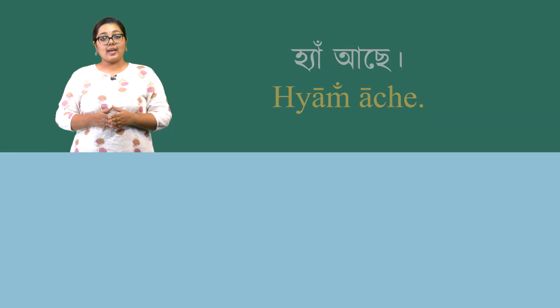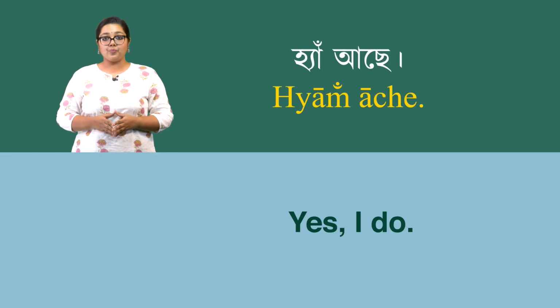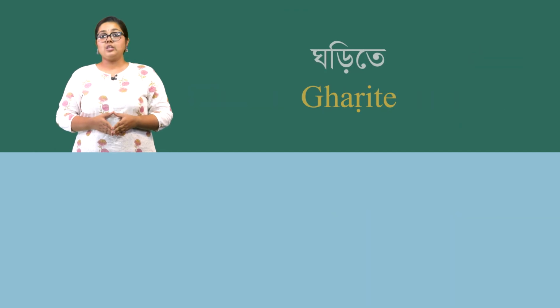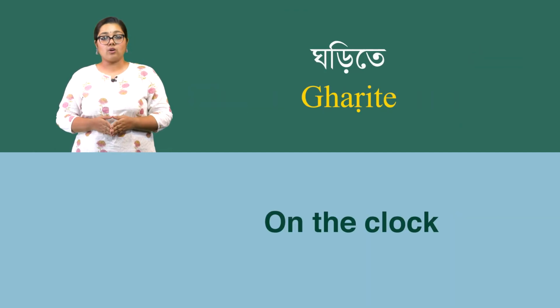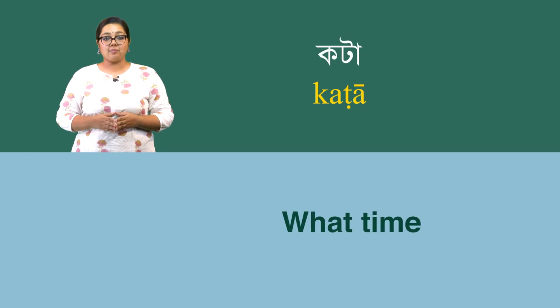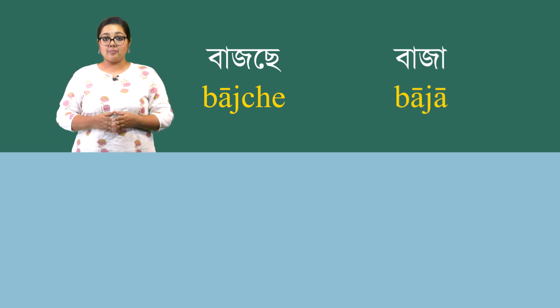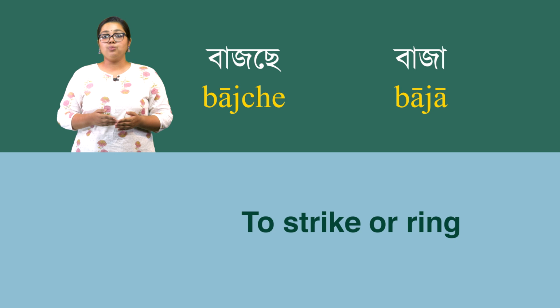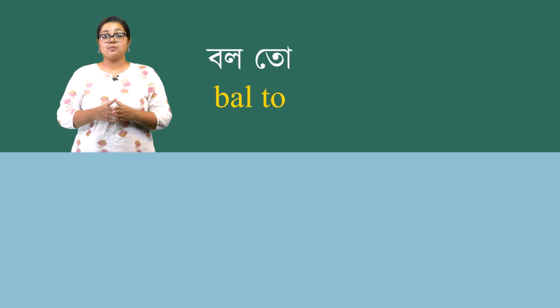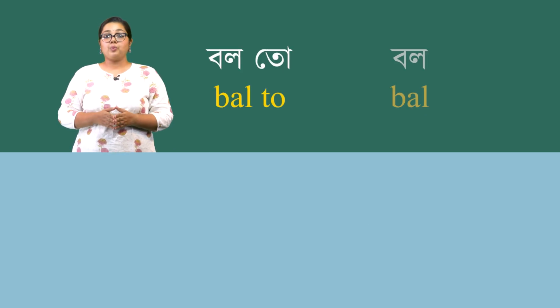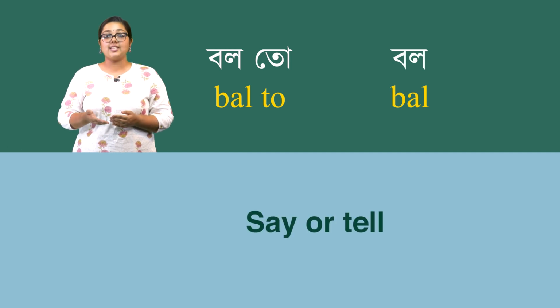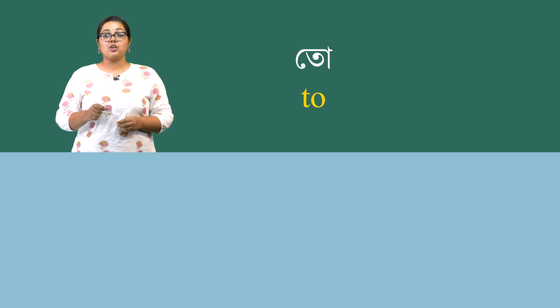Atish replies, হ্যাঁ আছে. Simply, yes I do. He then shifts the focus and says, ঘড়িতে কটা বাজছে বলতো? Here, ঘড়িতে means on the clock. Kota means what time. And বাজছে is the present continuous form of baja, meaning to strike or ring, used when referring to time. The phrase bolto is another imperative, where bol means say or tell, added with to, a softener that makes the command polite. This makes the whole line, tell me what time it is.